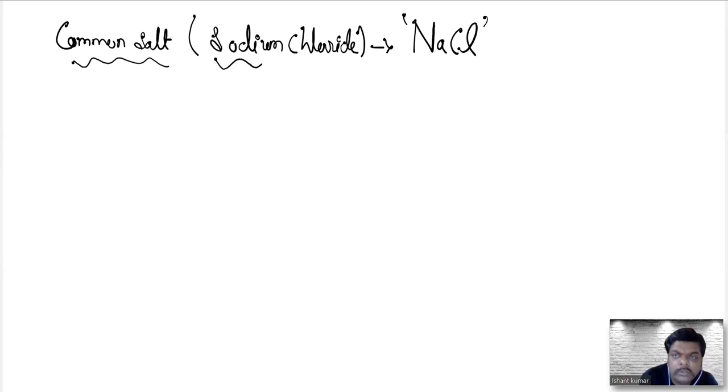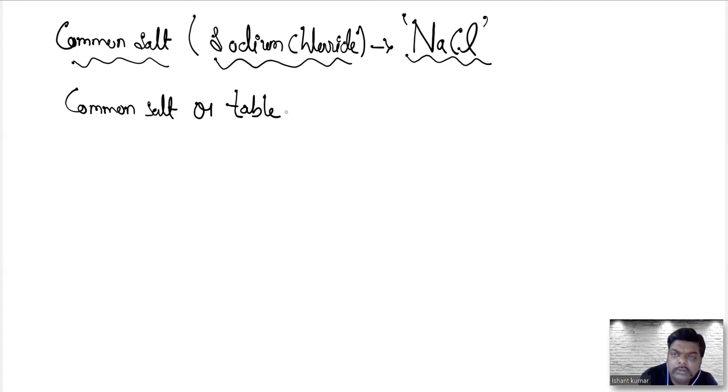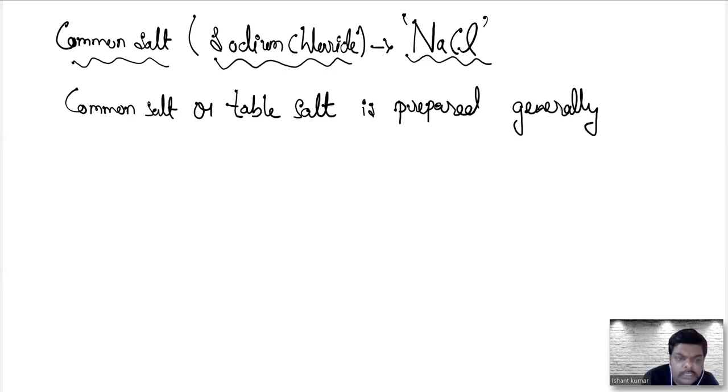So let's talk about common salt. What is the occurrence of common salt? Common salt, or we also call it table salt. Okay, this common salt or table salt, the maximum part of it, is prepared from sea water only.